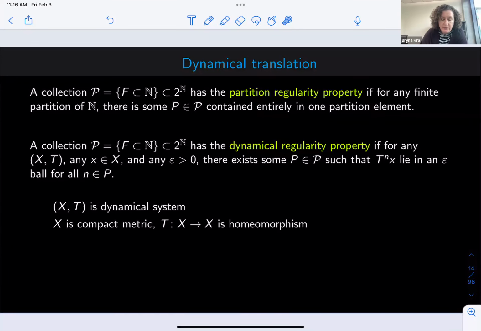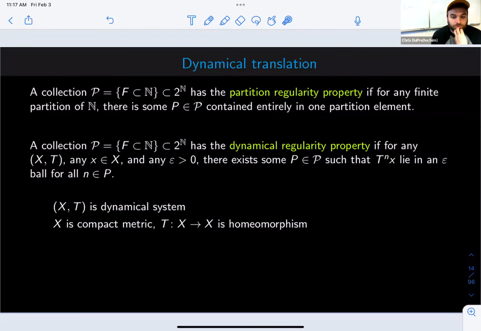Okay, so the definition: a collection P is dynamically regular if for any space, and remember this is a compact metric space with a homeomorphism, any point you pick in it, any epsilon that you pick, there's some element from that collection, maybe it's an arithmetic progression, such that all of the iterates along those n in that particular P lie in the same epsilon ball. Okay. Is the definition clear?